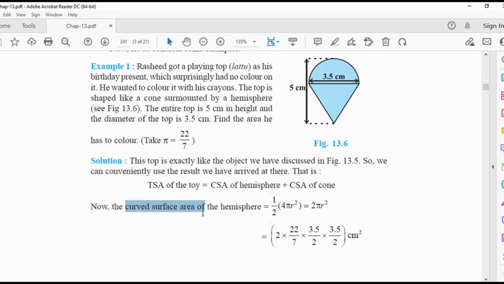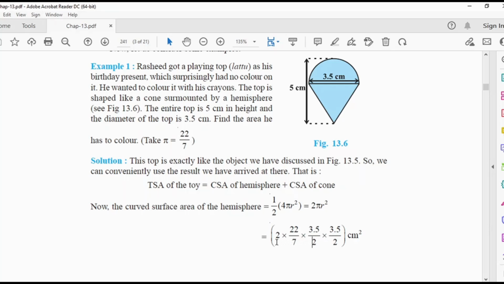Here in the next line, you can see the curved surface area of the hemisphere. We have the formula for a hemisphere: the curved surface area will be 2 pi r square. So 2 times, for pi we substitute 22/7, that is given in the question. Then r square. Here you can see the diameter of this hemisphere is given as 3.5 centimeter. So the radius will be half of 3.5, that is 3.5/2. In the formula it is r square, so we multiply by the same, 3.5/2 into 3.5/2.